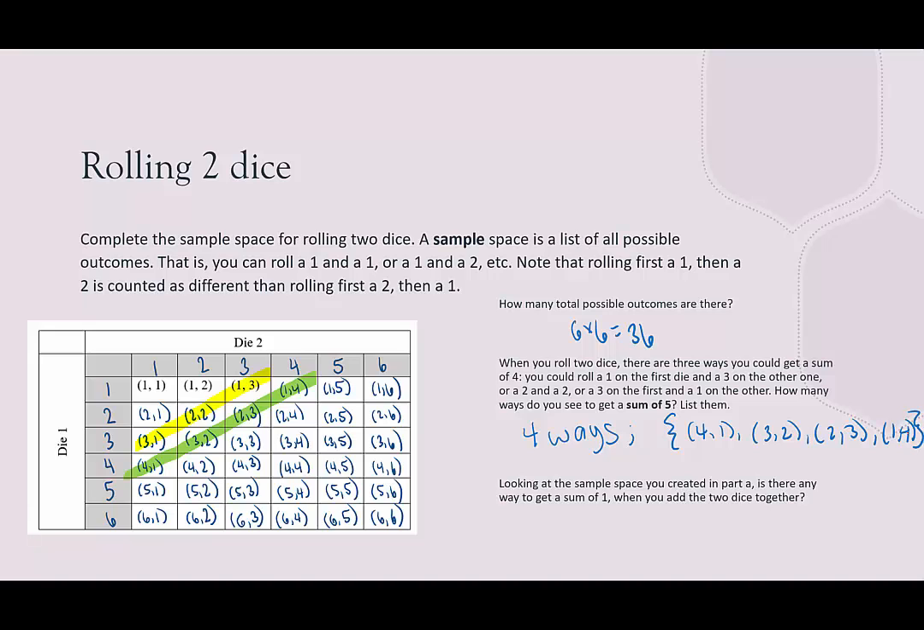Looking at the sample space you created previously, is there any way to get a sum of a 1 when you add the sum of the dice together? No, right? The smallest sum we could get with these 2 dice is a 2. So is it possible? No, it is not possible. I'm going to say we cannot. And that just means the probability of rolling 2 dice and the sum being 1 would be 0.